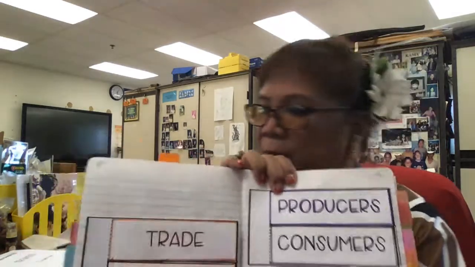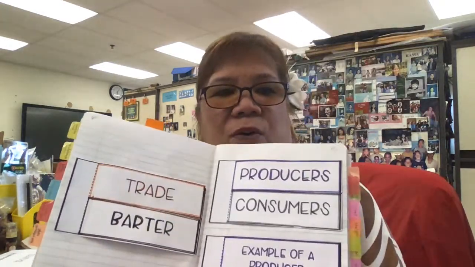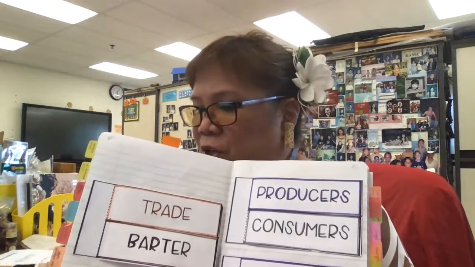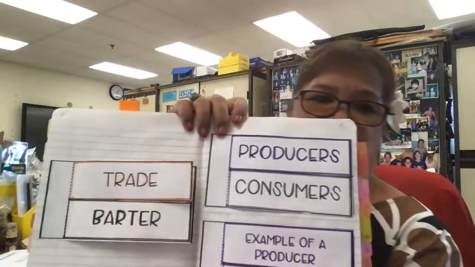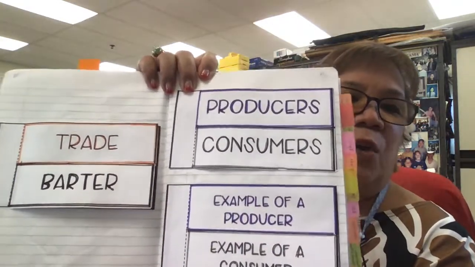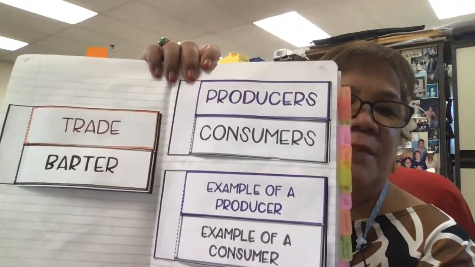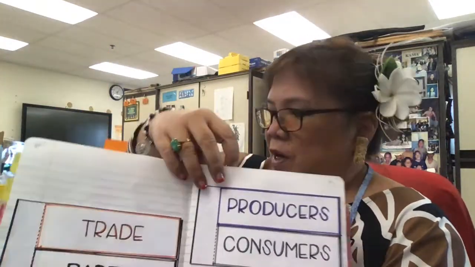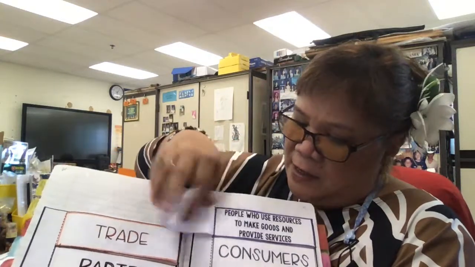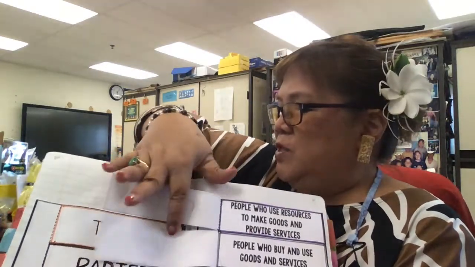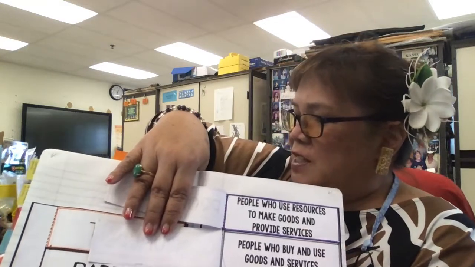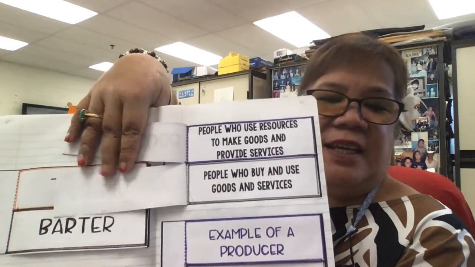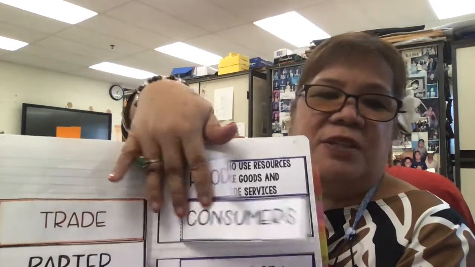Then on the following page, we are going to glue in producer and consumer. On the top is producer and consumer. On the bottom, we're going to have examples of producer and examples of consumer. Under the heading is the definition: producers are people who use resources to make goods and provide services. Consumers are people who buy and use goods and services. That should be under the heading.